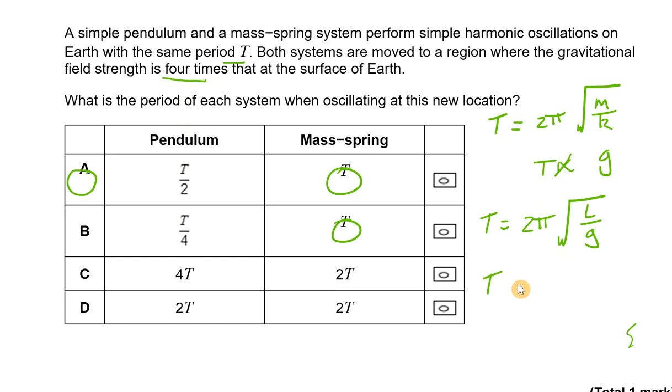So I can rewrite this and I can say that the time period is proportional to 1 over the square root of the gravitational field strength. Well, I'm going to increase the field strength by 4 times, and that means the time period will change by 1 over the square root of 4, which is a half. So the new time period will be half the original time period, or T over 2. So the answer is A.